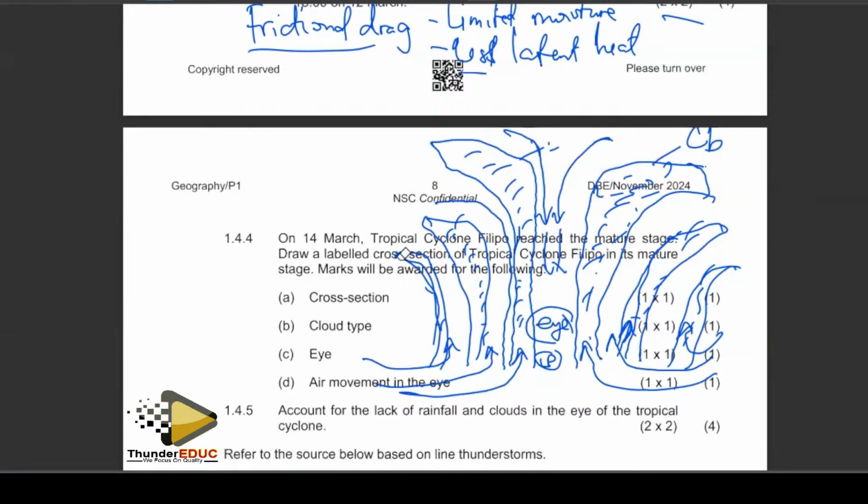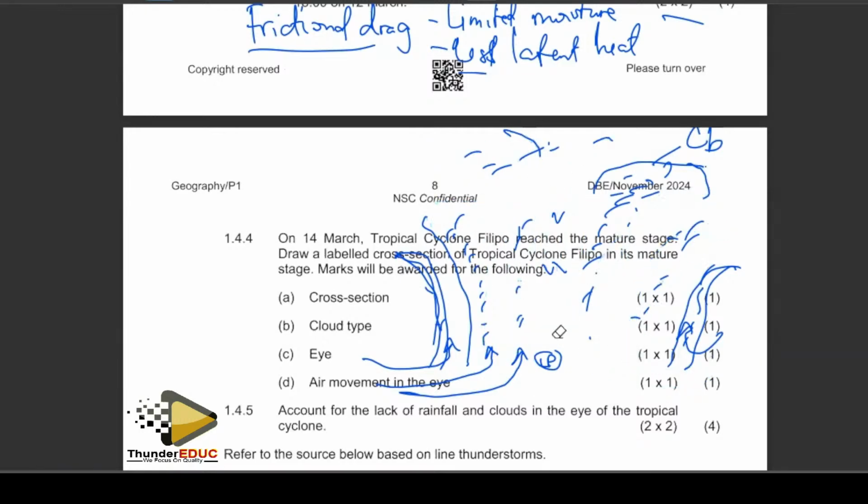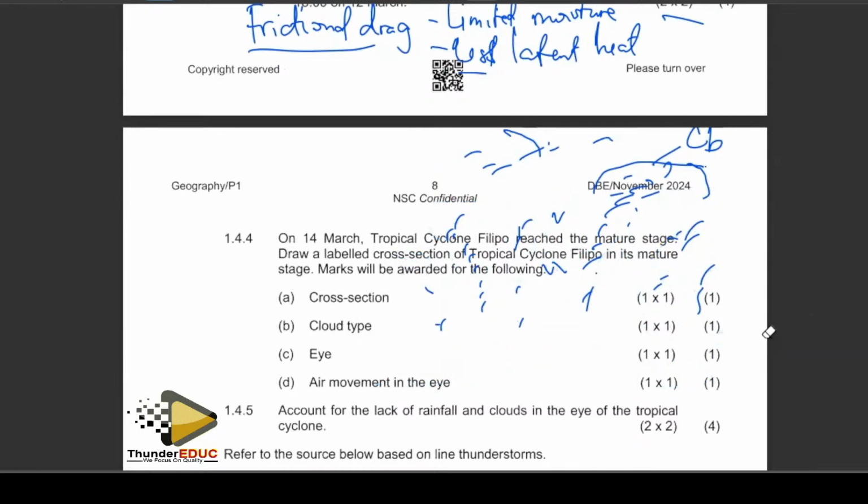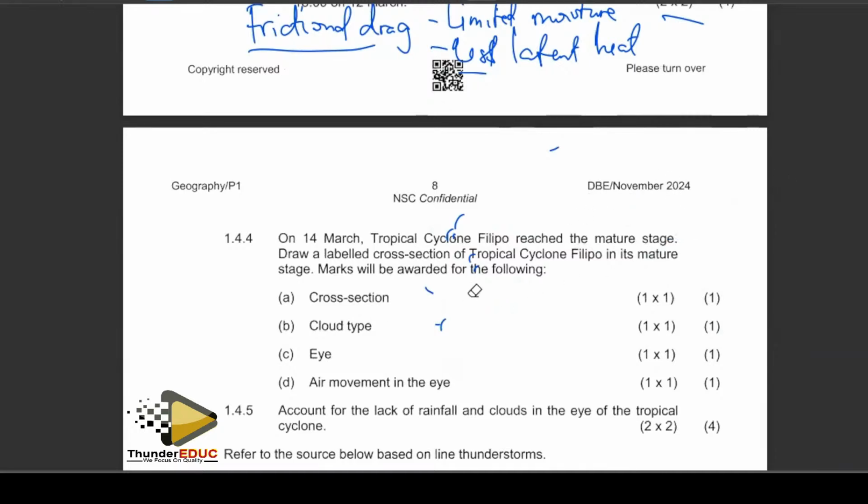Right, to move on to the next question. Account for the lack of rainfall and clouds in the eye. Why are there cloudless conditions and stable conditions in the eye of the system? I think I have briefly explained what happens in the eye of the system. In the eye of the system, there is descending air. The center of the system has got descending air. And how does descending air contribute to clear clouds? When the air is descending, there is no condensation taking place, which means there will be no clouds and no rainfall forming in the midst of the system.